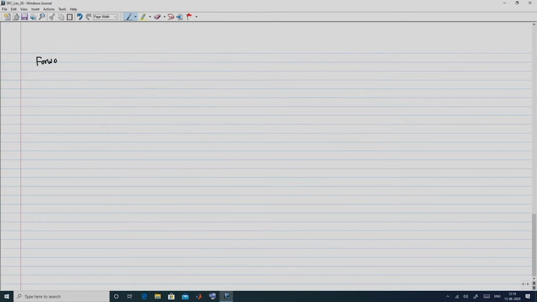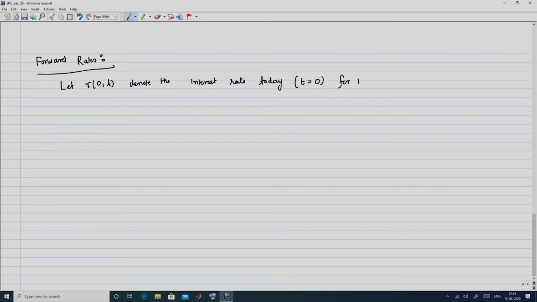So, next let us come to what are known as the forward rates. So, let R0t denote the interest rate today, and I will denote today as t is equal to 0, and this is the interest rate for the period starting today and going up to time little t. This R0t is called the spot rate.